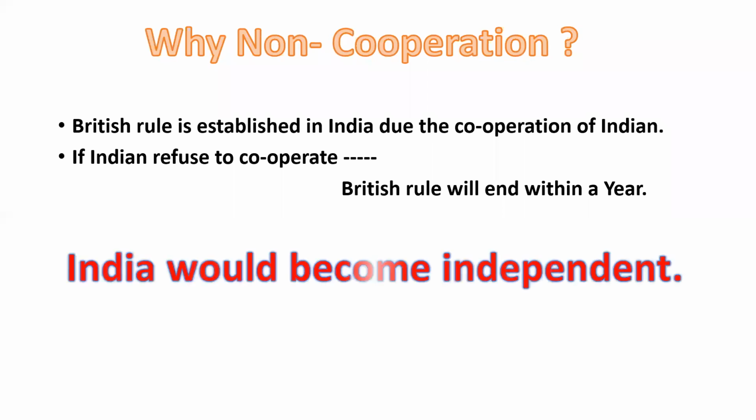So that's why he wanted to start the non-cooperation movement. And by this non-cooperation movement, India would become independent. Why? If India refuses to cooperate with the Britishers, British rule will end within 1 year, then India would become independent simply. Means Swaraj would come automatically. Right, friends? So that's why Mahatma Gandhi decided to start the non-cooperation movement. इसलिए महात्मा गांधी ने non-cooperation movement को start करना चाहा.